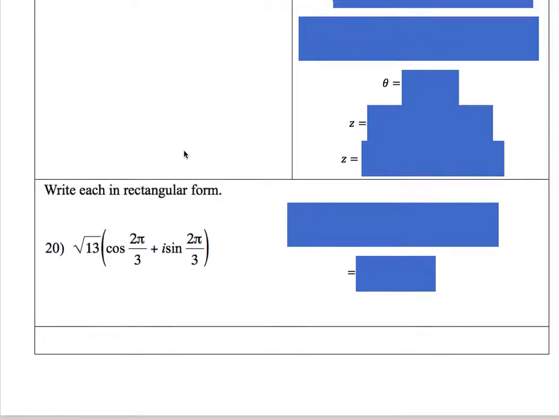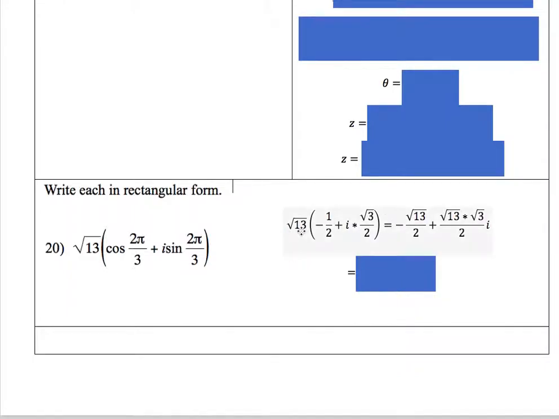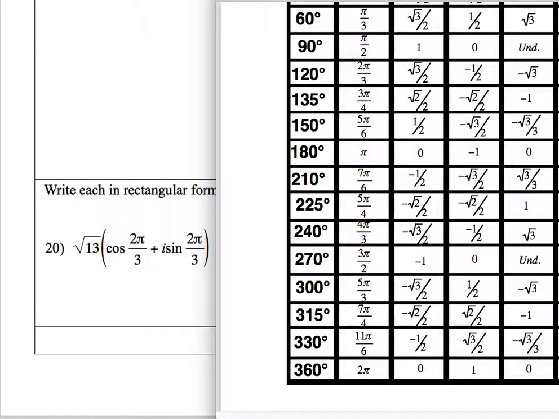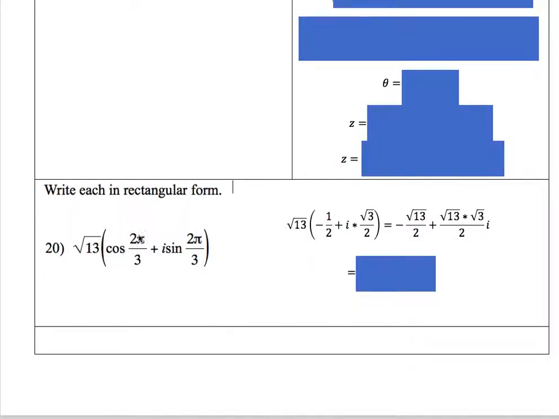All right, moving on, number 20, writing this in rectangular form. First thing we need to do again is just figuring out the cosine of 2 pi over 3. Use your trig table. So 2 pi over 3 for cosine, it's negative 1/2. For sine, it's root 3 over 2. So this cosine of 2 pi over 3, I'm replacing that with negative 1/2. Sine of 2 pi over 3, I'm replacing with root 3 over 2.